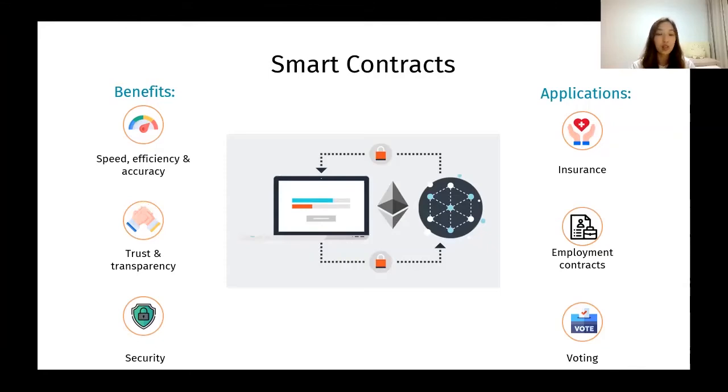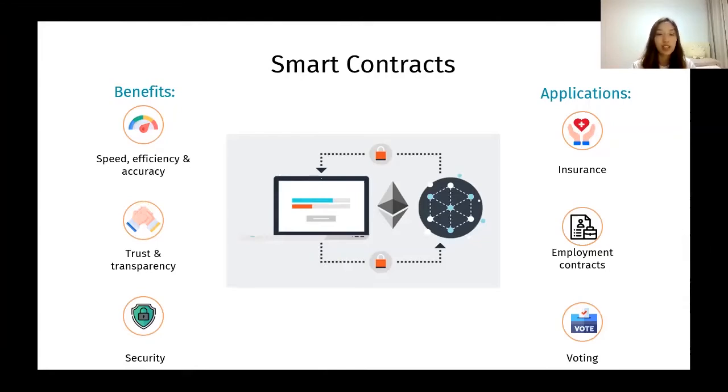And thirdly, we have security. So blockchain transaction records are encrypted, which makes them very hard to hack. And moreover, because each record is connected to the previous and subsequent records on a distributed ledger, hackers would have to alter the entire chain to change a single record.